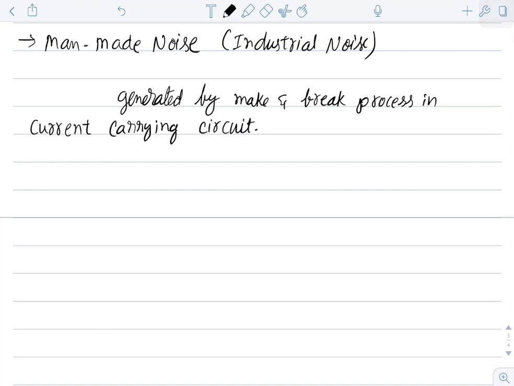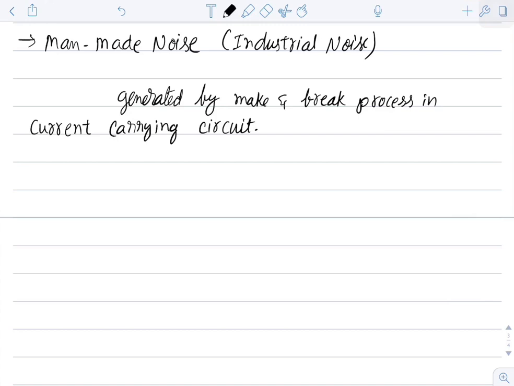Now, how do you define this make and break process in a current carrying circuit? Let us say you are watching a movie and all of a sudden a car driver ignites the engine, due to which you observe a disturbance in the picture tube of your TV. This disturbance happened due to ignition of the engine nearby the television, right? This type of noise is due to make and break process of a current carrying conductor or circuit, and this is man-made noise. That's why you call it man-made noise.